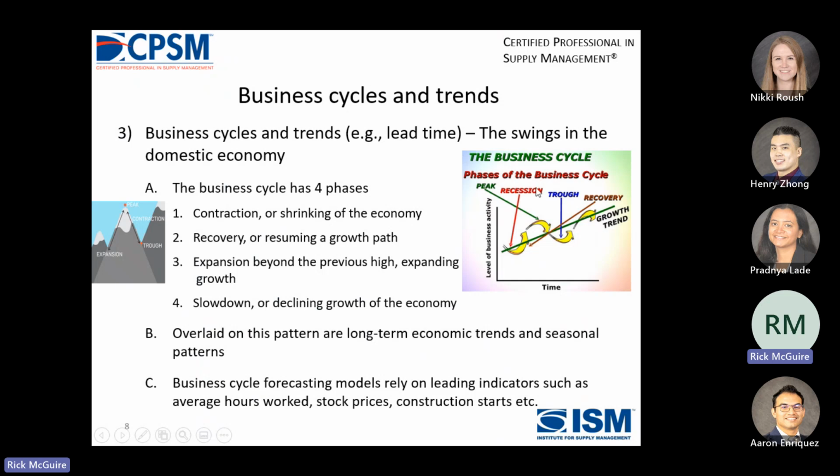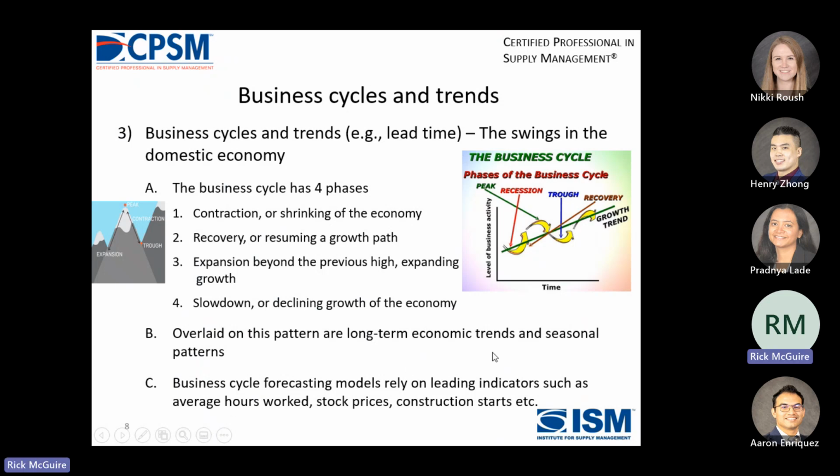So over here, here's the recession or a low, where you then start expanding again, you hit a peak, then you go back through a trough. This is the recovery, trough, recovery. But each time the lows are a little bit higher and the highs are a little bit higher, so you trend up. Overlaid on this pattern is long-term economic growth, or long-term economic trends and seasonal patterns. So this is the long-term economic trend here, the green line.